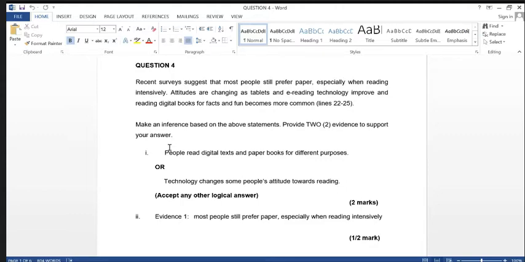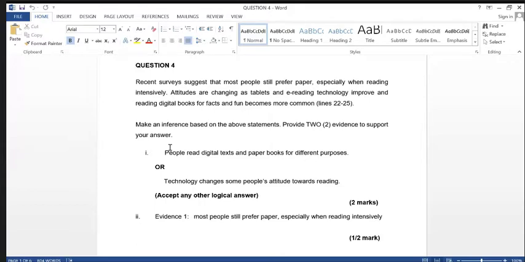So you have to infer attitudes of what? Attitudes of reading. Okay, change. The word change is from A to B. If A to A, we don't call it change, right? So what is it that they are trying to show you from this particular sentence? If you say attitudes are changing as technology improves, again, that is a restatement.